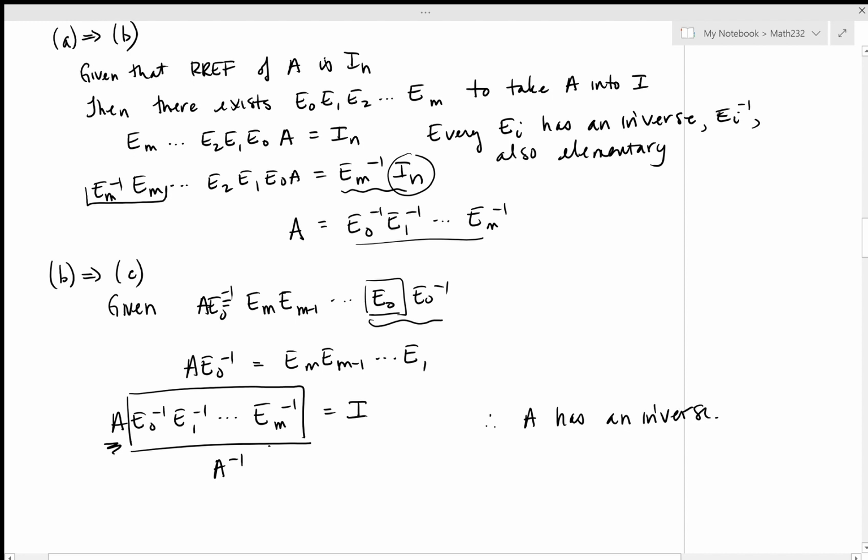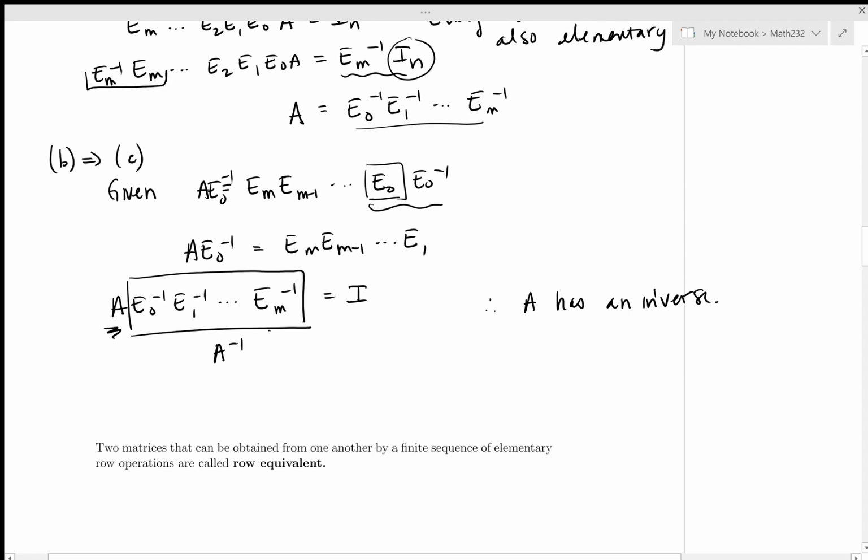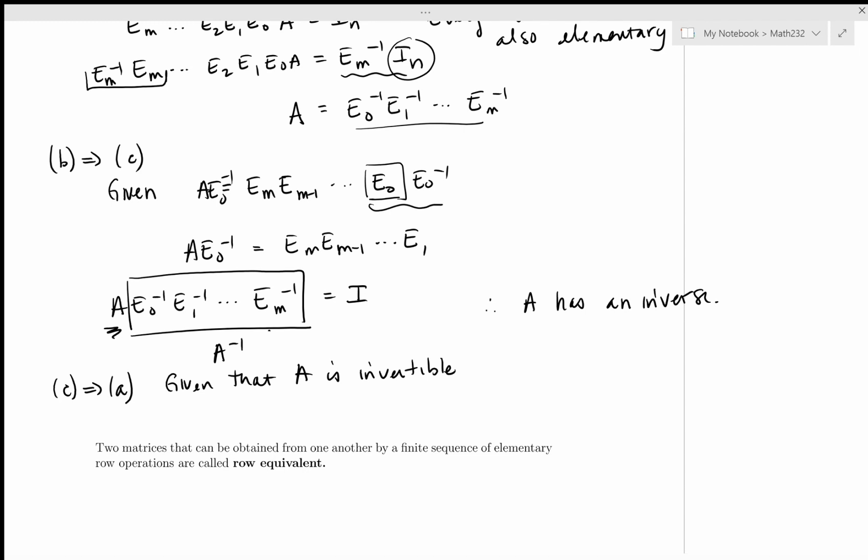And I'm finished with that. Okay, now just to conclude this exercise, I have to show that C implies A, and then we're finished. So I'm now able to start in this one, given that A is invertible. I'm now allowed to start with that, and I want to show that the reduced row echelon form is I.